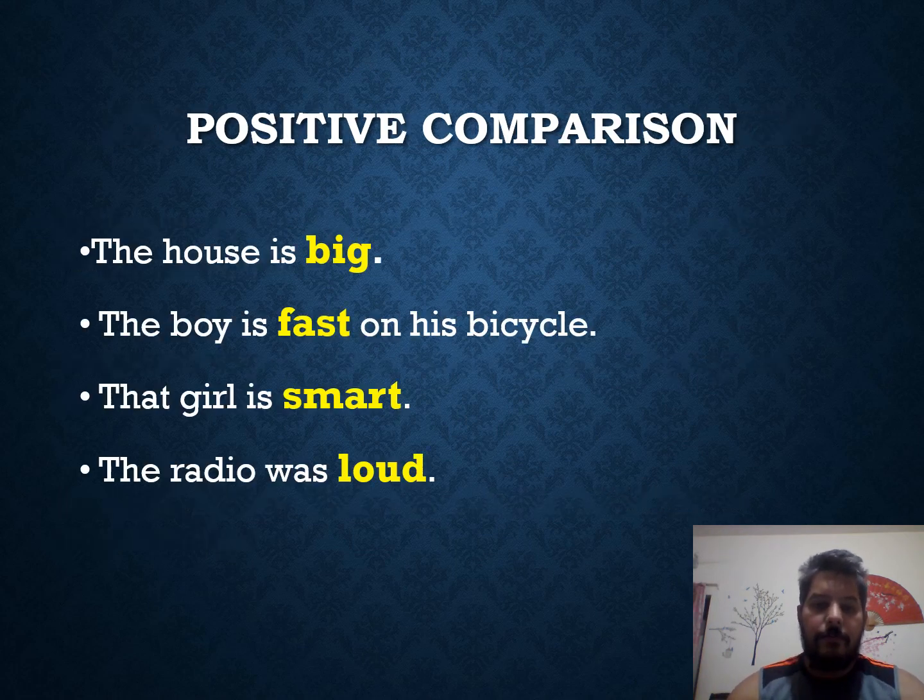Positive comparison. The house is big. The boy is fast on his bicycle. That girl is smart. The radio was loud. Here you can see the adjectives big, fast, smart, and loud are in the positive degree.